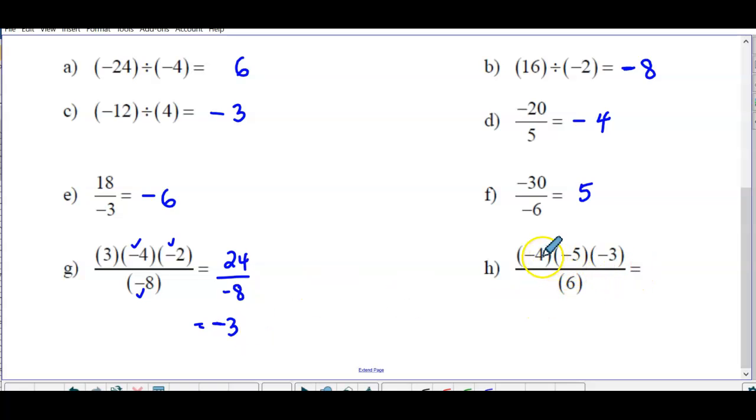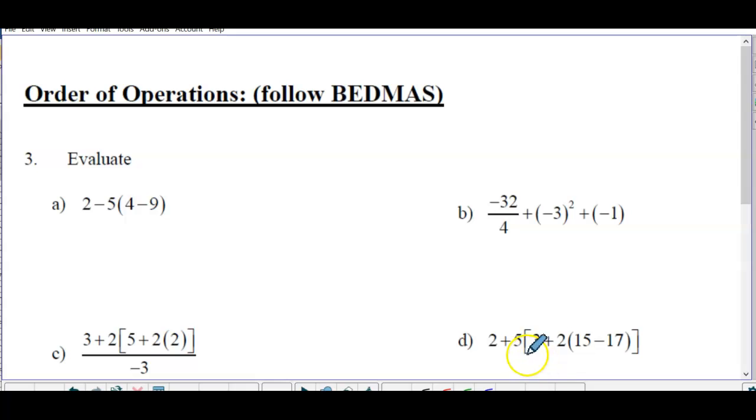So that's what I'll do here. So 4 times 5 is 20, times 3 is 60, divided by 6 is 10, and then there's 1, 2, 3 negatives, so a negative answer. Okay. And then order of operations.